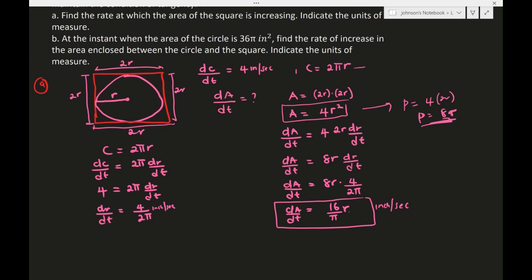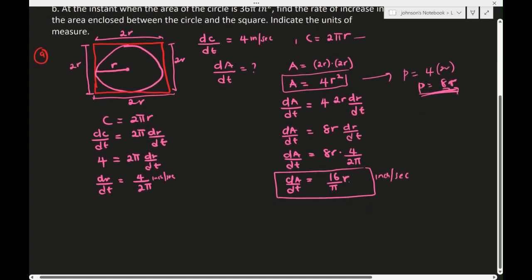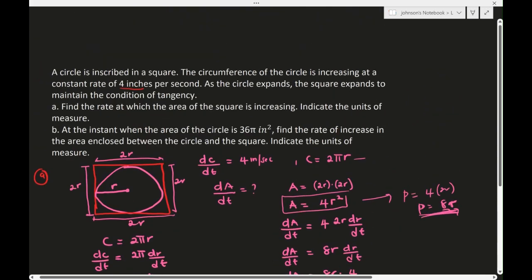But in the case of perimeter, it will be fine, because by the time you differentiate it, r will go away, so you can get it easily. Now, this is then part b.